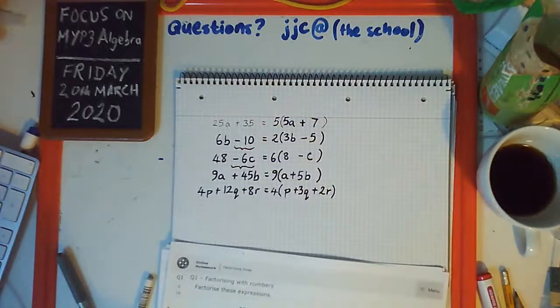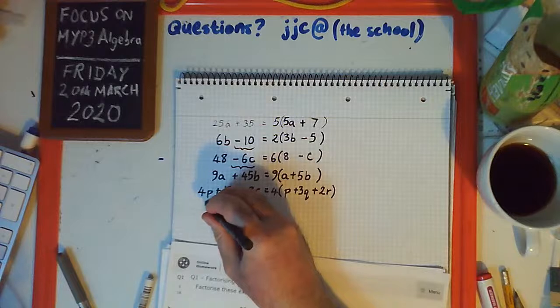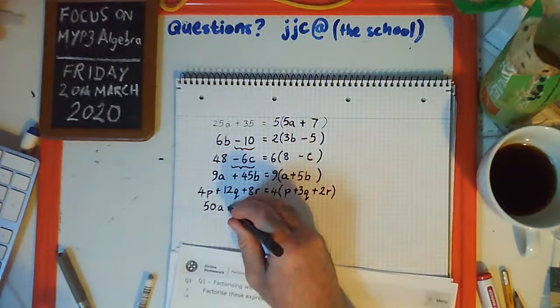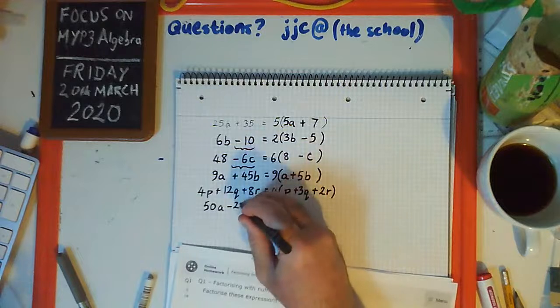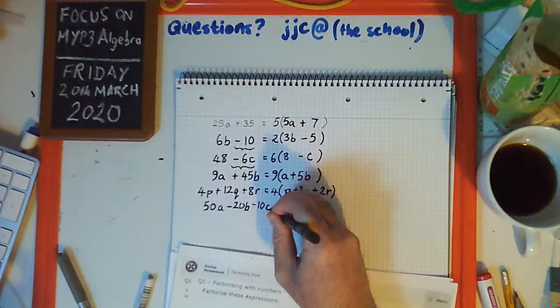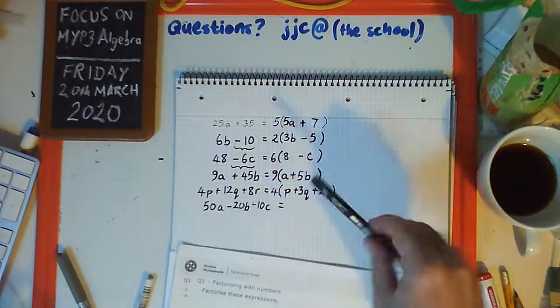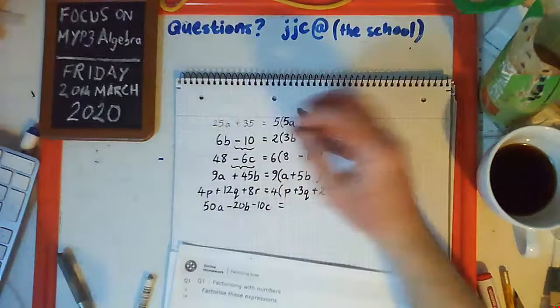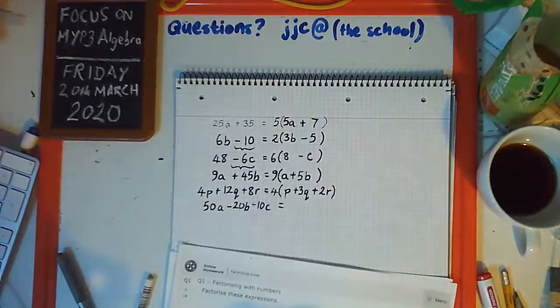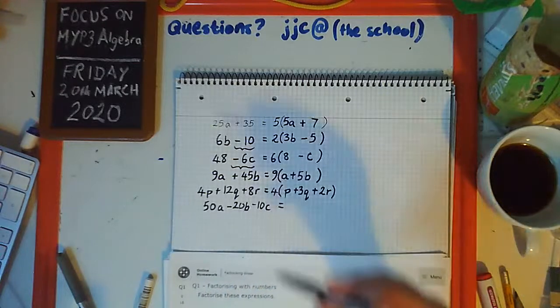Number 6 on that block. 50a minus 20b minus 10c. Oh, now I'm annoying myself because I haven't left myself enough space to line up my equal signs vertically down the page. So that is a little bit frustrating, but never mind.